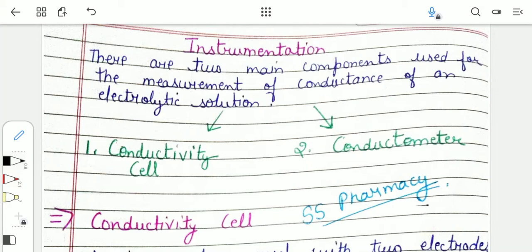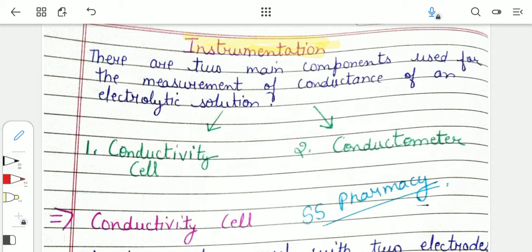So welcome everyone. In this video we will talk about the instrumentation of conductometric titrations. In the previous video we have already talked about the principle of conductometry, and we also discussed conductance, and in another video we talked about different kinds of titrations which can be performed by using conductometric titration. So these are the topics which we have already covered.